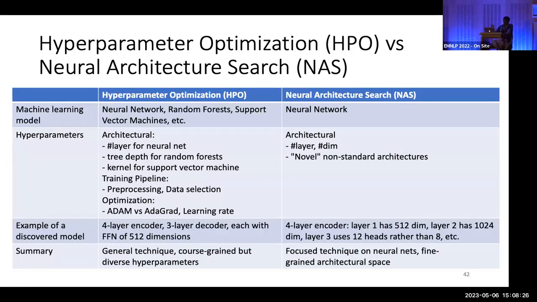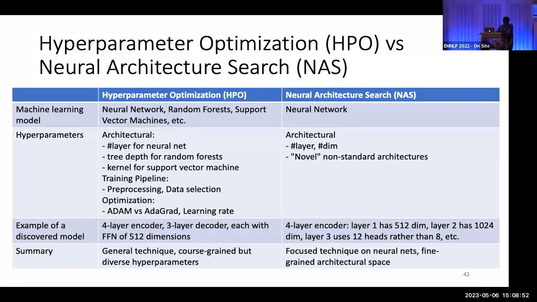Now, of course, you can encode all of that as hyperparameters, right? Rather than number of dimensions as a single hyperparameter, you can say number of dimensions for layer 1, number of dimensions for layer 2, and so solve neural architecture search with HPO techniques as well. So that's possible too, but it kind of blows up the space.